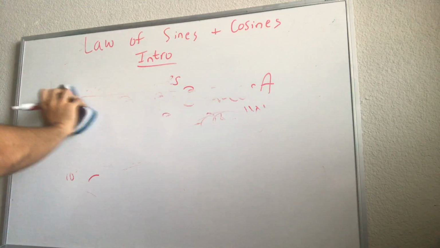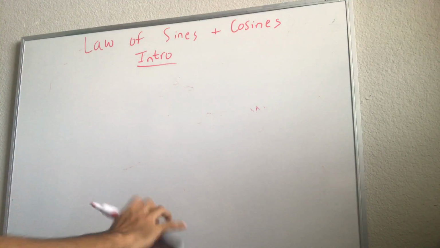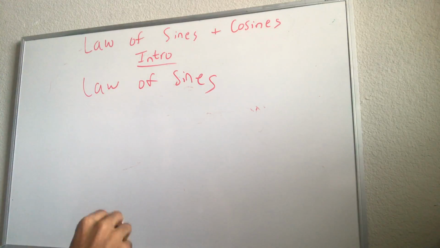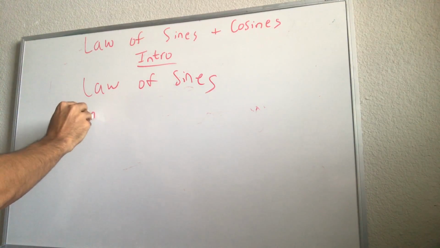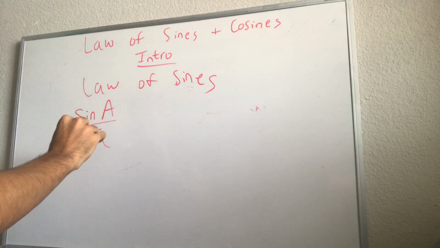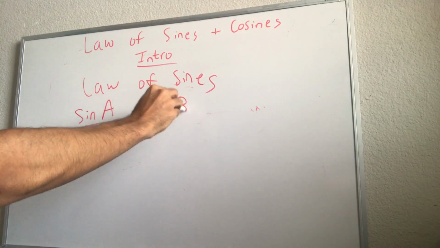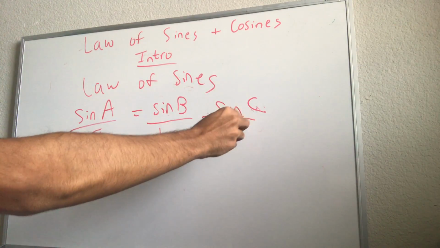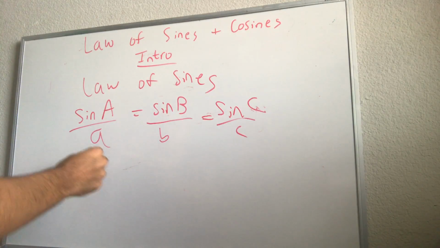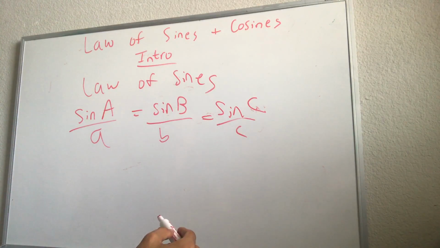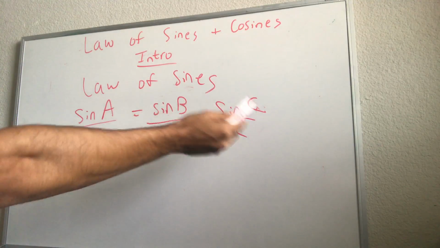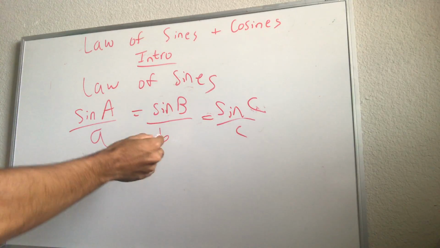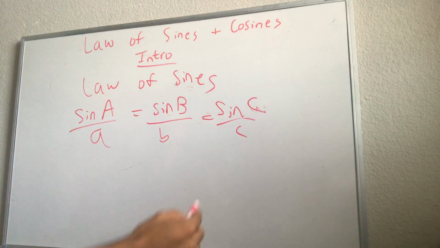Again, the law of cosines is used primarily when you have more of the sides given. Now, looking at the law of sines: sine of angle A divided by side A is equal to sine of angle B divided by side B, which is equal to sine of angle C divided by side length C. These sides A, B, C are in reference to angles A, B, C: angle A is opposite side A, angle B is opposite side B, angle C is opposite side C.